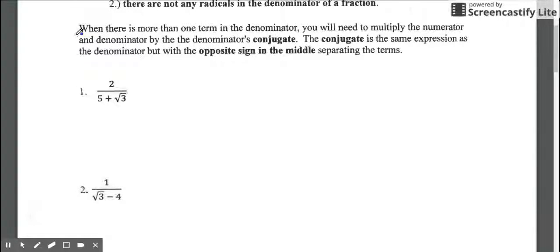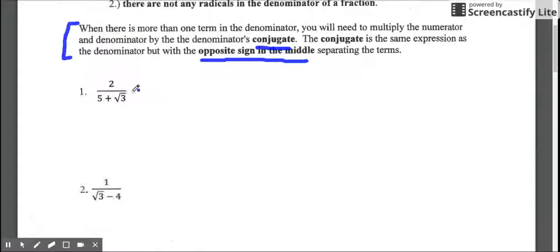Same thing as 5.3 day 2 notes. But we have this added part right here, because if you look at the denominators in all 4 of the examples on your notes, when there is more than one term in the denominator, we're going to have to multiply the numerator and denominator by something called the conjugate. The conjugate is going to be the same exact thing in the denominator, but with an opposite sign that connects the 2 terms in the denominator.